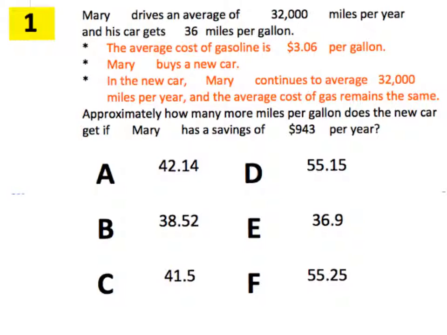Mary drives an average of 32,000 miles per year. And it should be her car gets 36 miles per gallon.